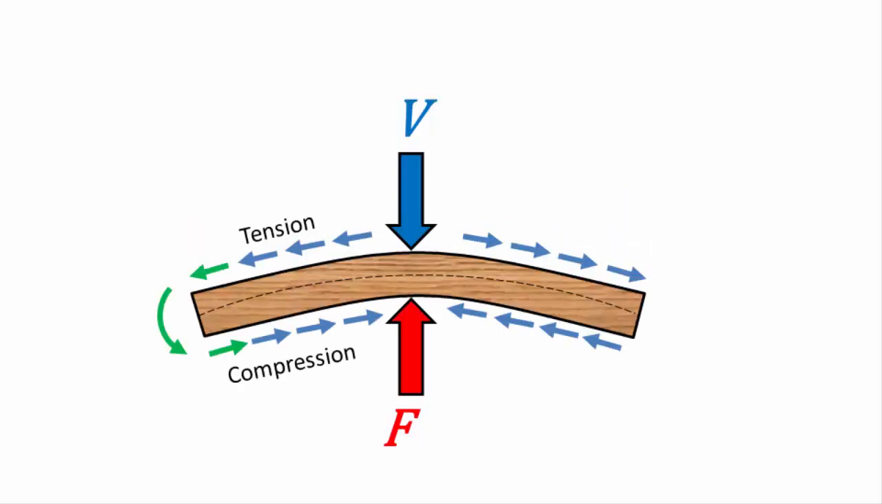If the applied force was reversed, then compression would occur in the bottom layers of the beam and tension would occur in the top layers of the beam. In this case, the left end of the beam would experience a rotation in the anti-clockwise direction, which is taken to be negative bending. Now that we've got the basics of bending moments out of the way, let's look at analyzing bending moments in the next video.